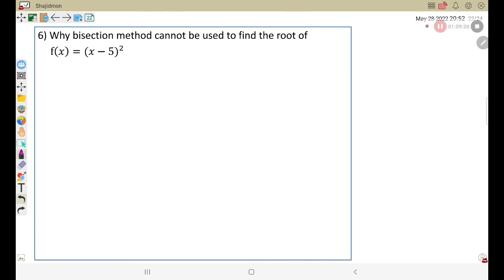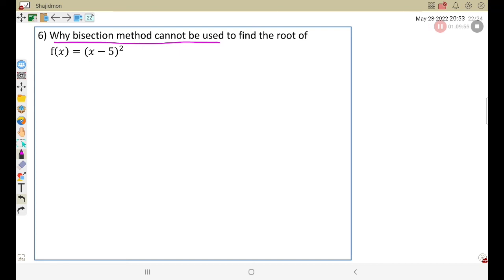Now question number 6, another multiple choice question. Why can the bisection method not be used for this question? For some questions we cannot use this method. So what is the reason? If you understood the idea of the bisection method, you can tell why it cannot be used to find the solution of the equation f of x equals x minus 5 all power 2 equals 0. For this question we cannot use the bisection method.